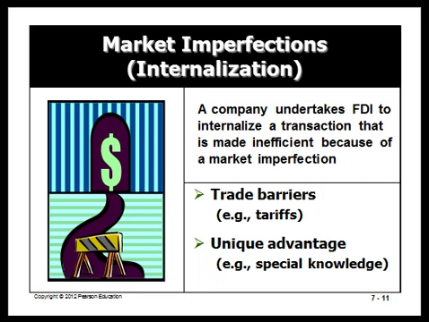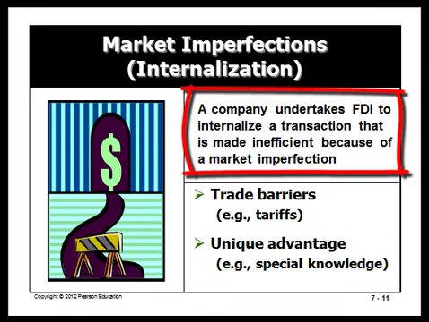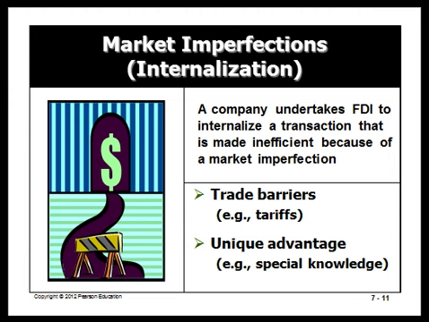Market imperfection theory. When an imperfection in the market makes a transaction less efficient, a company will undertake FDI to internalize the transaction and remove the imperfection. In a perfect market, prices are as low as possible and goods are easily available. Flaws in the efficient operation of an industry are market imperfections. One type of imperfection is trade barriers. A trade barrier, such as a tariff, is a common market imperfection. Firms undertake FDI when market imperfections are present.